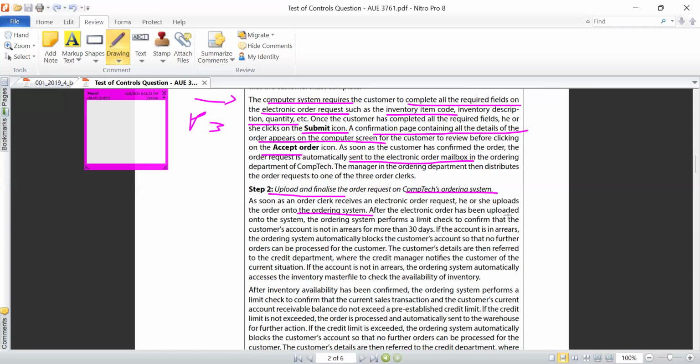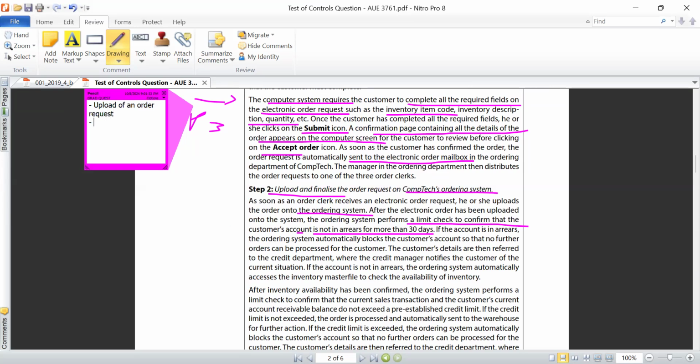After the electronic order has been uploaded onto the system, the ordering system performs what we call a limit check to confirm that the customer's account is not in arrears for more than 30 days. Do you see a limit check? That's a control activity. The first control activity is upload of an order request.